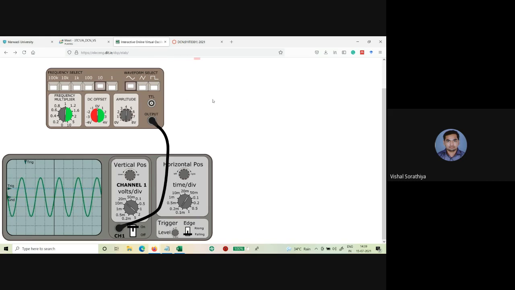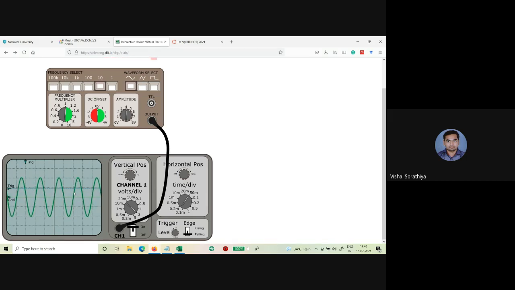Now can anybody tell me what is the definition of time period? How can you get the frequency? Can anybody tell me? Sir, time period is the time taken to complete one cycle. Okay, yeah. So how much time will it take to complete one cycle? Can you tell me how many horizontal blocks it will take to complete one cycle by looking at the screen? How much time is it taking to complete one cycle?